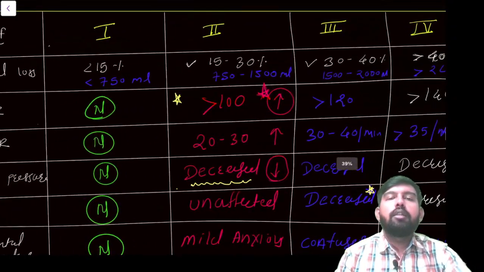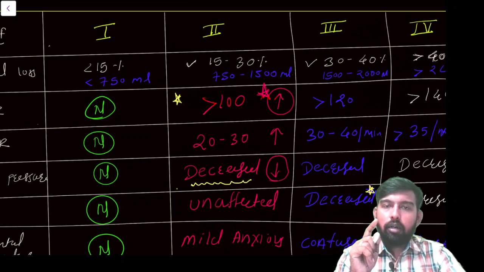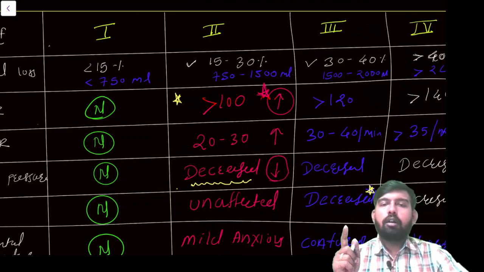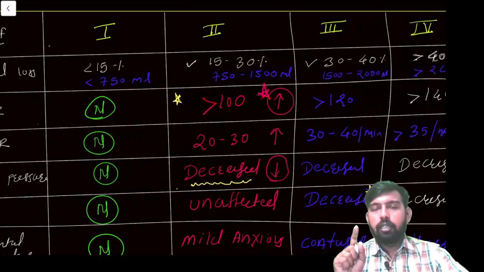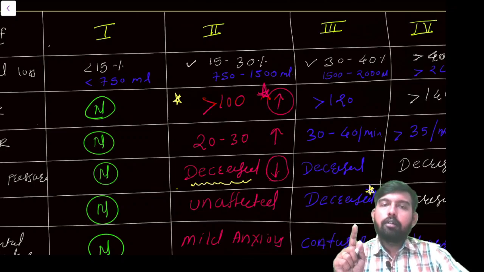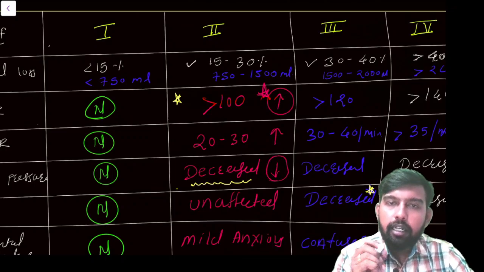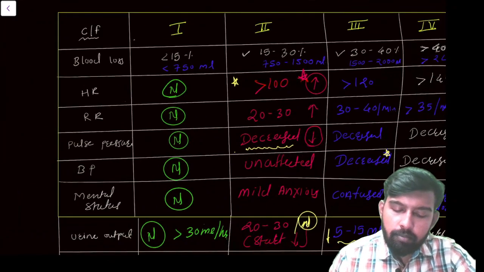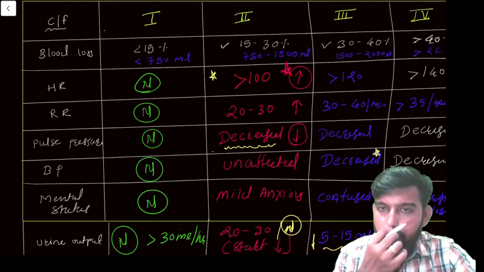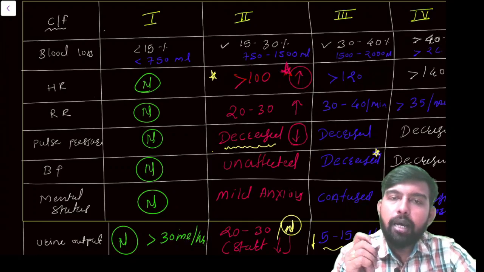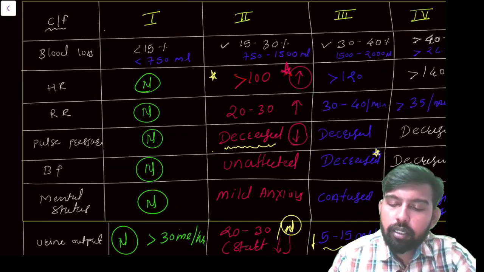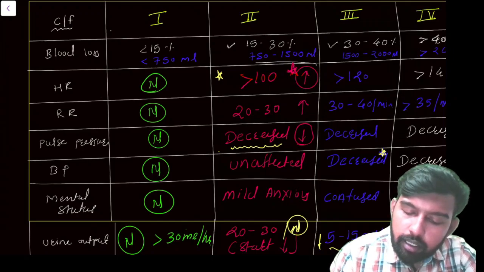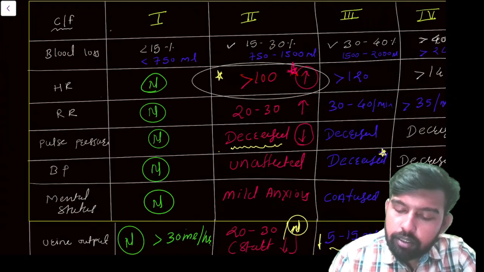In class 2 shock, the amount of blood loss is above 15%. It is 15 to 30%. So here there is a mild compensation, but there is a change in some clinical parameters in the body. The most important parameter, or the first initial parameter, which is altered during shock is the heart rate. So tachycardia occurs during class 2 shock.